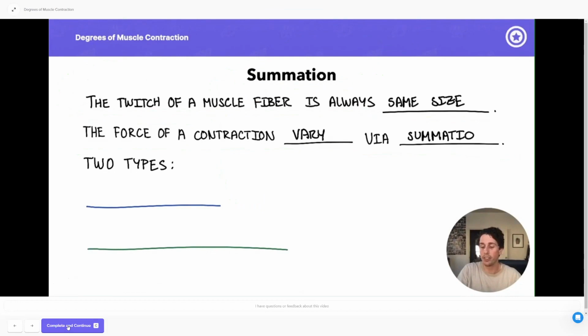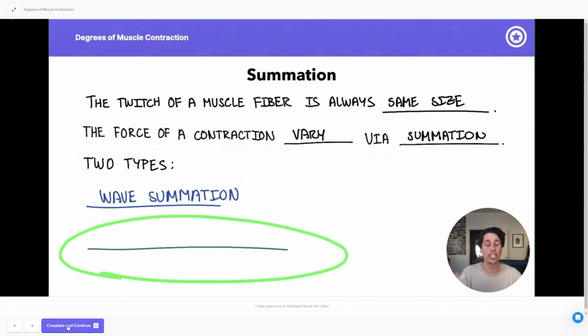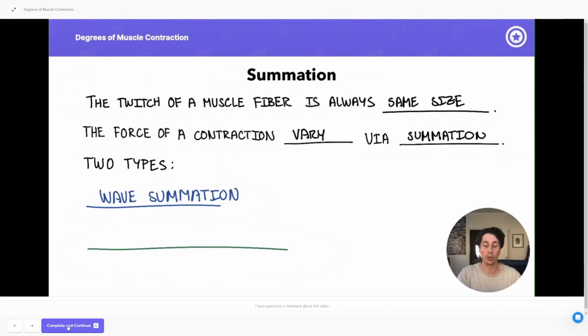Alrighty, and we're going to have two different types of summation. We're going to have this first one down here. This is going to be a wave summation. This is also known as temporal summation, so wave summation. Alrighty, and then the second one down here, this is going to deal with motor units, and so this is going to be known as motor unit summation. Alrighty, so let's go ahead and talk about each one of these so we can better understand each one and how they're similar and how they're different from each other.